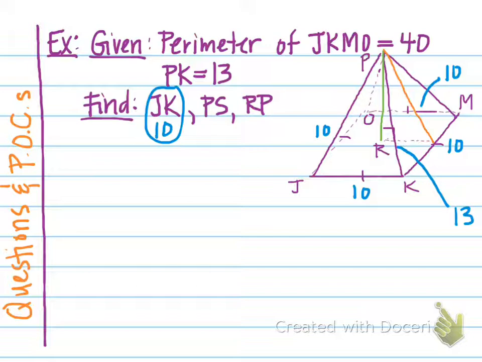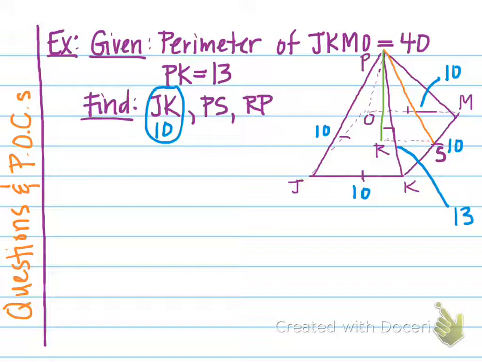PS. Did I mess up somewhere? I'm sorry, there's one other point. Point S is right here. It's the midpoint of that side. And we're also supposed to find RP. PS, excuse me, is that orange line, and RP is that green line. So we've got to find the orange and the green line.